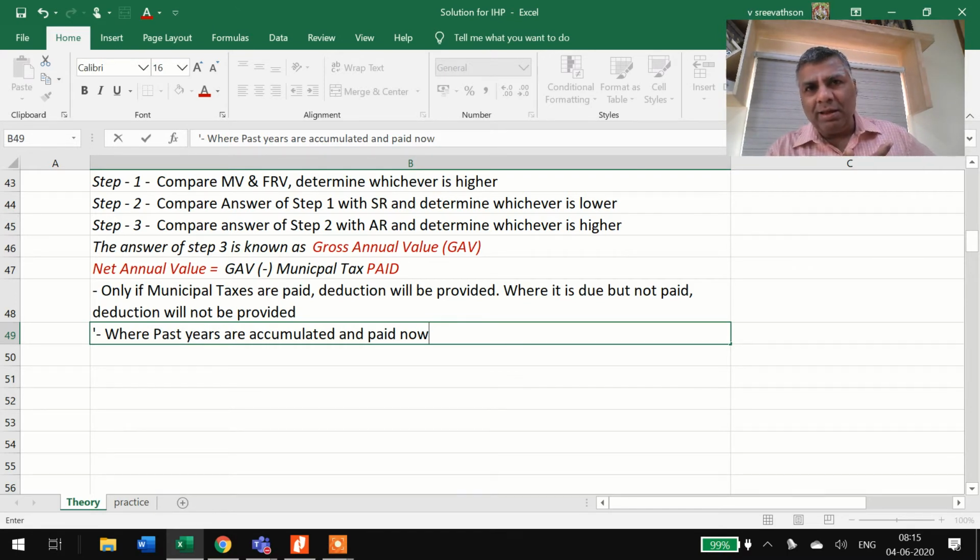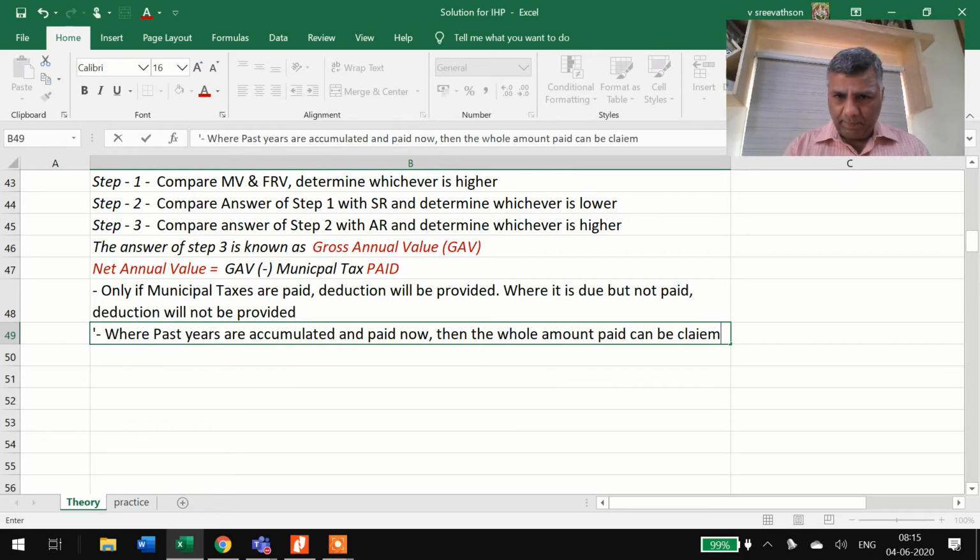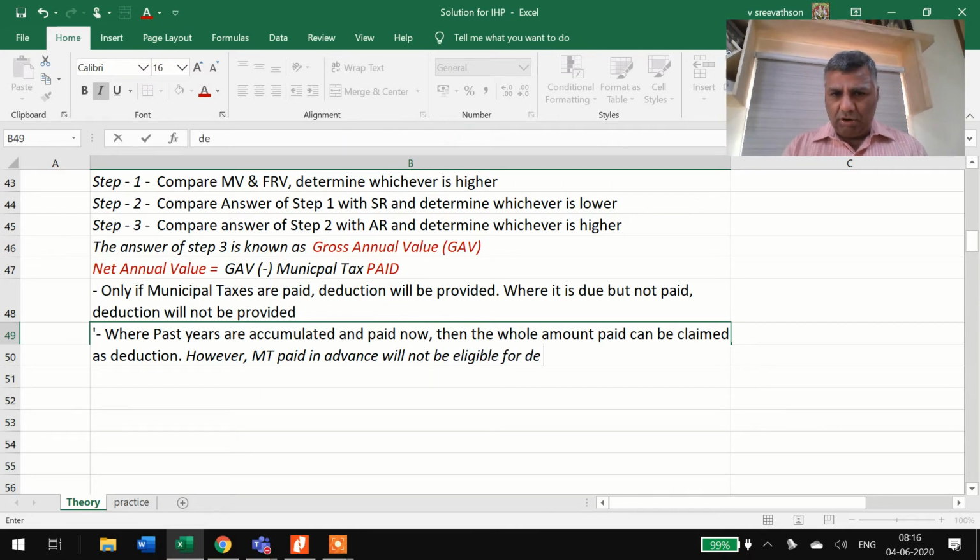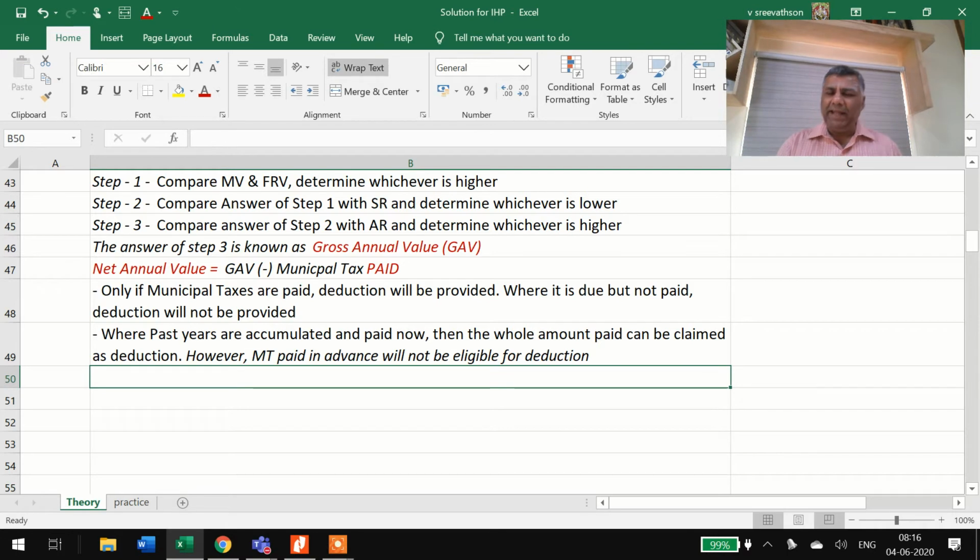Last few years I have not paid. Where past years, in those years I would not have given deduction because it is not paid. Where past years are accumulated and paid now, then the whole amount paid can be claimed as deduction. However, exception, municipal taxes paid in advance will not be eligible for deduction. However, if you pay it in advance, go to respective years in the future and take the deduction. MT paid in advance will not get the deduction.